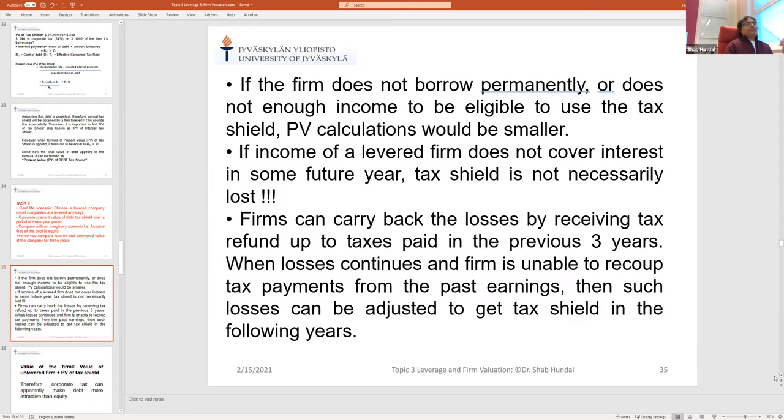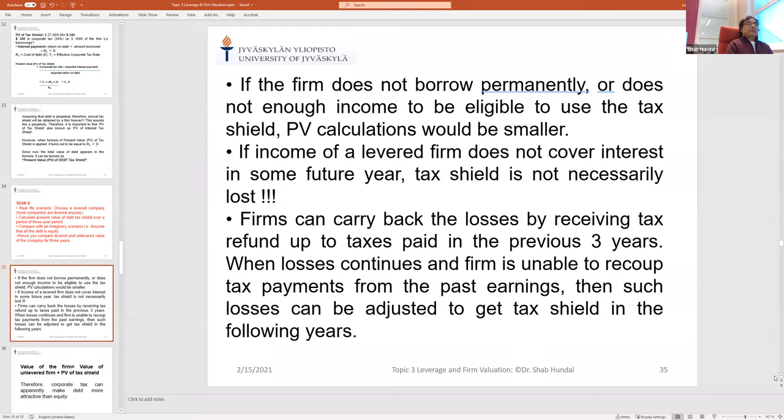Of course, it's not very simple. It's not just an arithmetical equation. If the firm doesn't borrow permanently or doesn't even have enough income to pay the taxes, then the present value calculations would be smaller. But this 30,000 something that we calculated is based on the notion that a certain amount of interest shield is available to the company for the rest of its life. But that is an assumption, it's a notion.